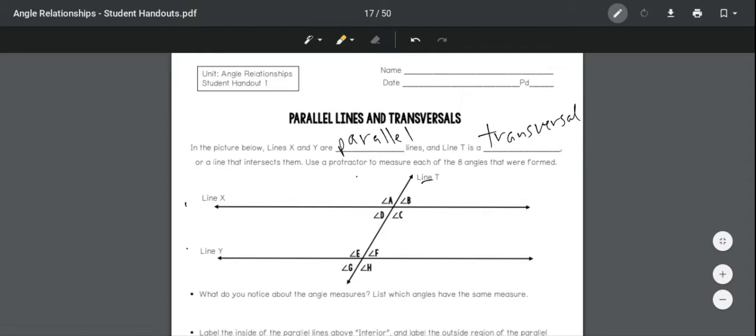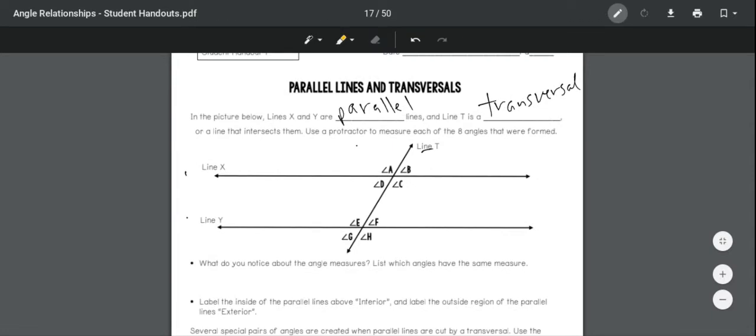And so it tells you to use a protractor to measure each of the 8 angles that are formed. But I'm not going to have you do that right now. I'm just going to give you some numbers. So I'm going to say that B is 30 degrees, and I'm just estimating. And D is 30 degrees, and A is 150, and C is 150. And then if you measured these down here, this would be 30. This would be 30. This one would be 150. And this one would be 150.